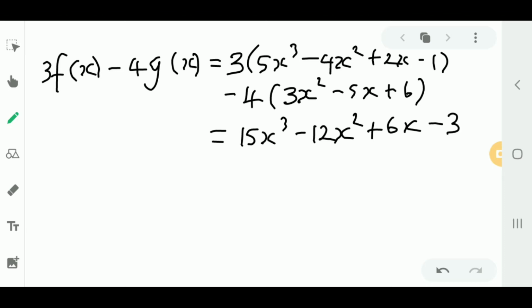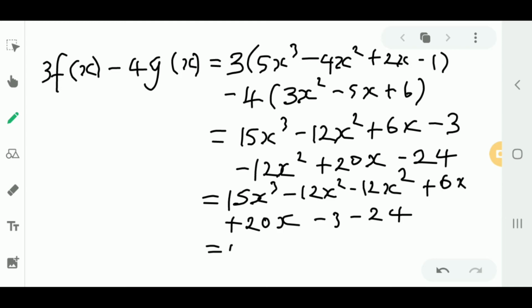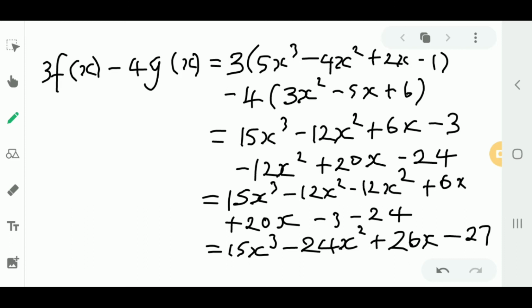Then we have negative 4 times 3x squared, that's minus 12x squared. Minus 4 times minus 5x, that's positive 20x. Minus 4 times positive 6, that's minus 24. Then we can group our like terms. Gives us 15x cubed minus 12 minus 12, that's minus 24x squared. 6 plus 20, that's positive 26x. Minus 3 minus 24, that's minus 27. And that would be your answer.